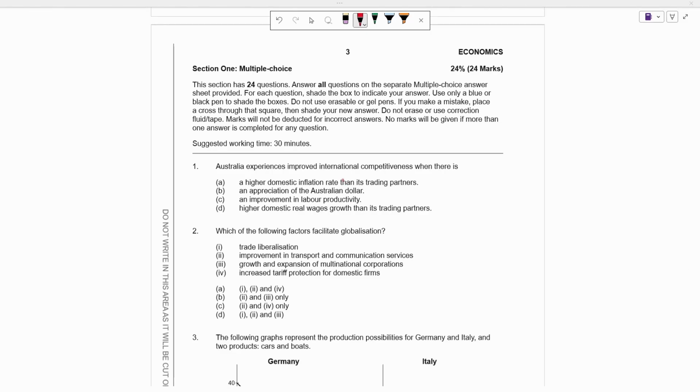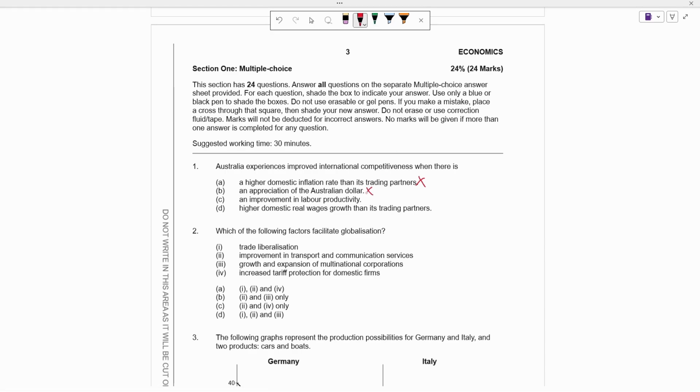Australia experiences improved international competitiveness when there is A, a higher domestic inflation rate than its trading partners. This one is incorrect, as it would mean Australia's goods are more expensive relative to foreign goods, which would decrease Australia's international competitiveness.